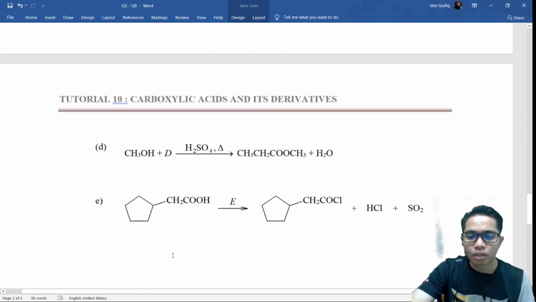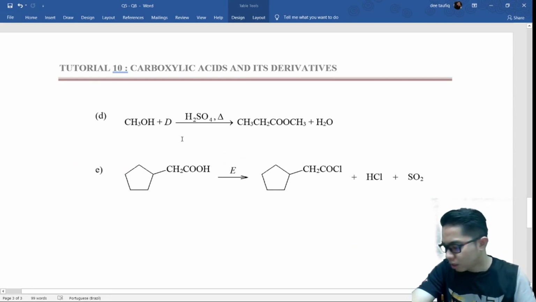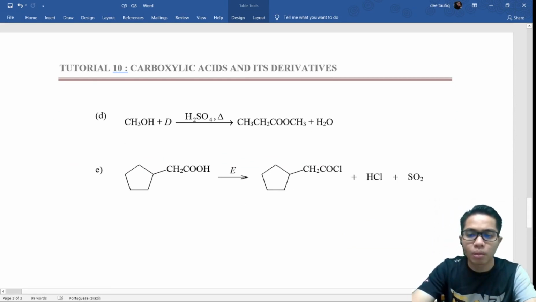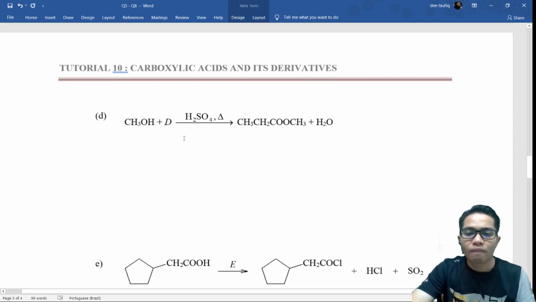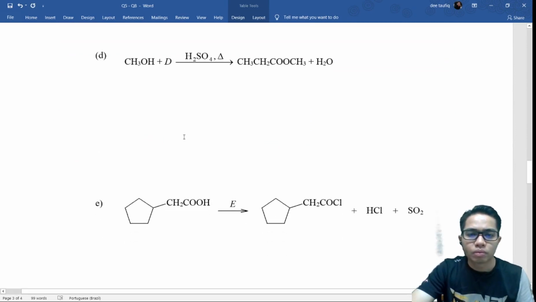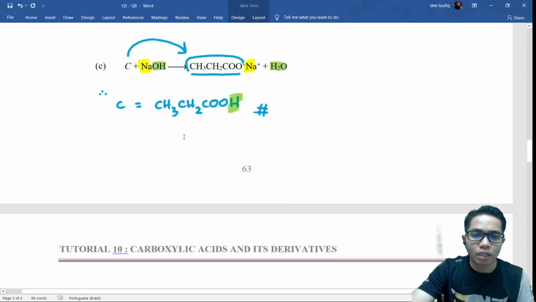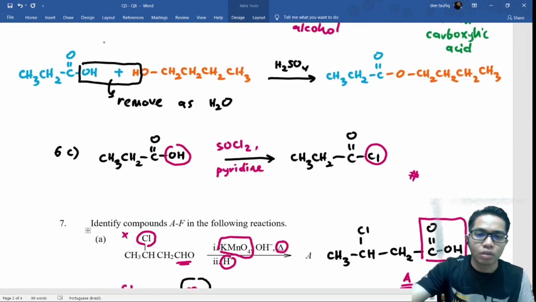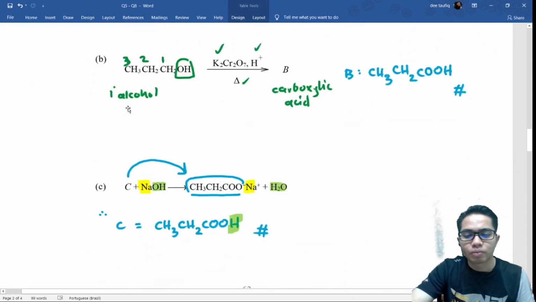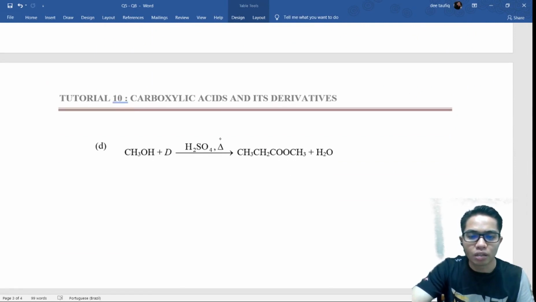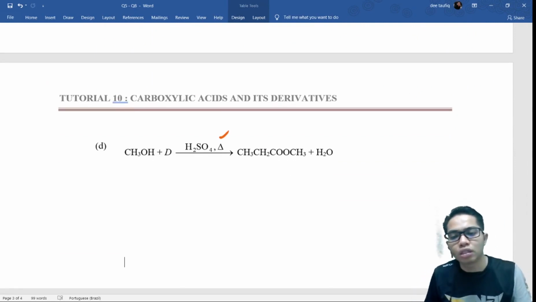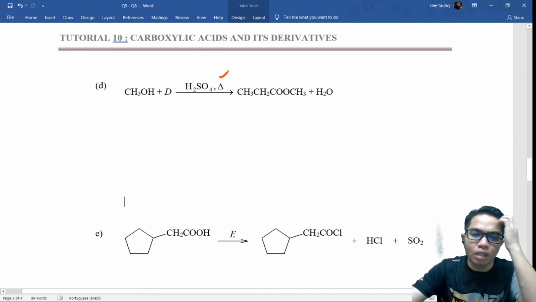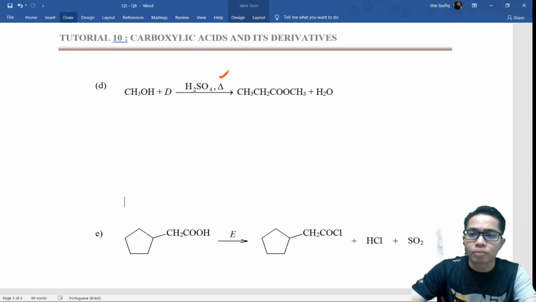Okay. Next is D, 7D, A, B, C, D. Oh, ester perlu panaskan. Mana tadi soalan esterification? Okay, this one. So, need heat. So, I need to heat it up. Panaskan dia. Ya, sebab setiap pada soalan ni, dia ada heat. So, sulfuric acid and hot. So, D masih lagi esterification.